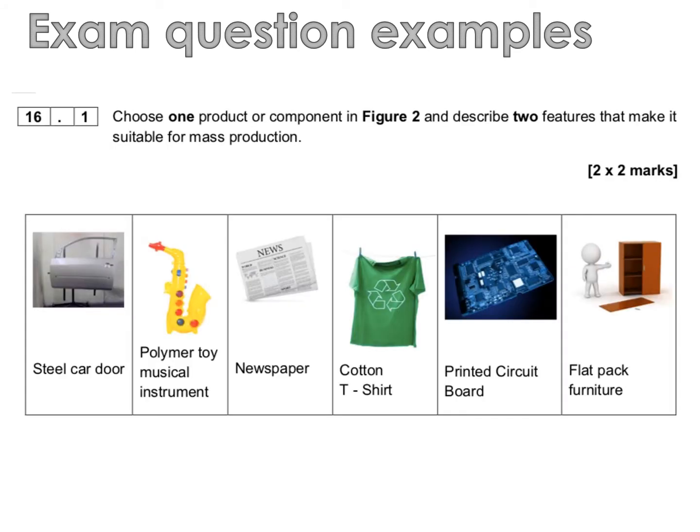This one here comes from the specialist technical principles, and the idea is that if you specialise in wood, then you would choose the flat pack furniture. If you specialise in plastic, you would choose the polymer toy musical instrument. At IES we specialise in wood and plastic.